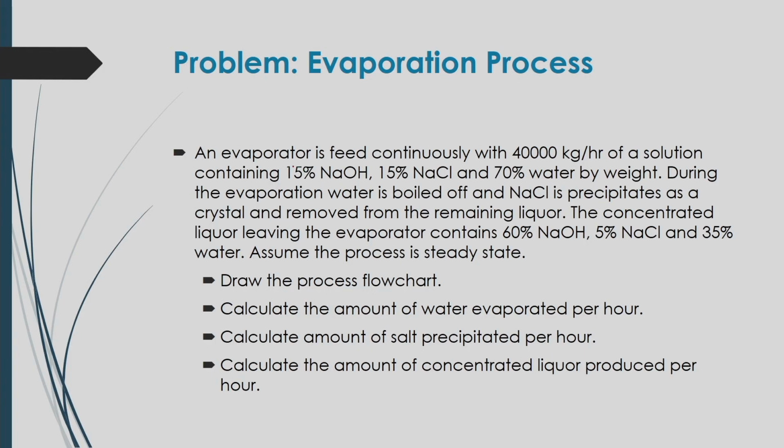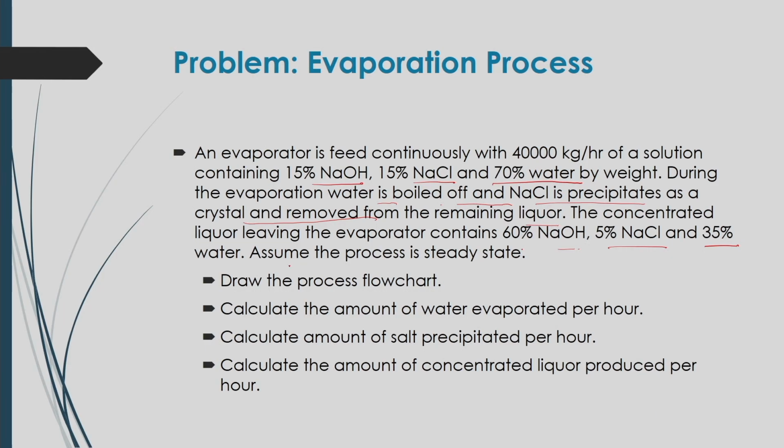Now the problem is given that the evaporator is fed continuously with 40,000 kg per hour of solution that contains 15% sodium hydroxide, 15% sodium chloride and 70% water by weight. Now during the evaporation, the water is boiled off and sodium chloride precipitates as crystals and is removed from the remaining liquid. The concentrated liquid leaving the evaporator contains 60% sodium hydroxide, 5% sodium chloride and 30% water.